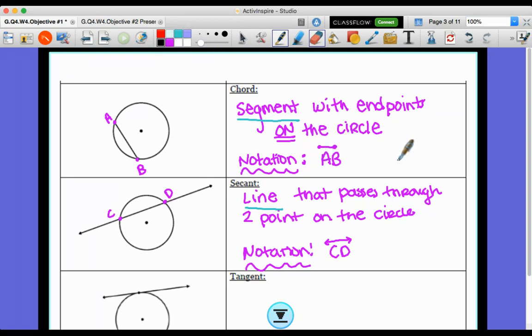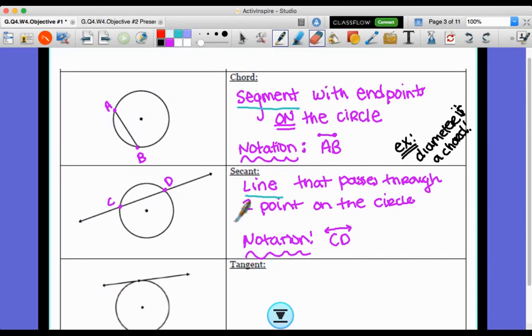An example right here, a diameter is a chord. That's a segment that has endpoints on the circle. And this passes through 2 points. I want to emphasize that on the circle.